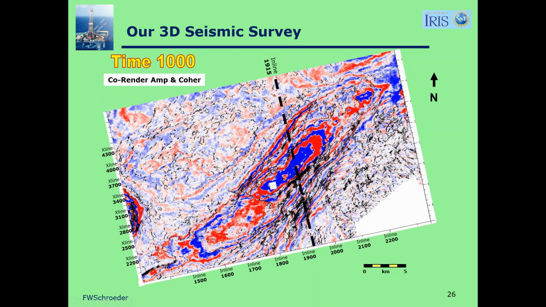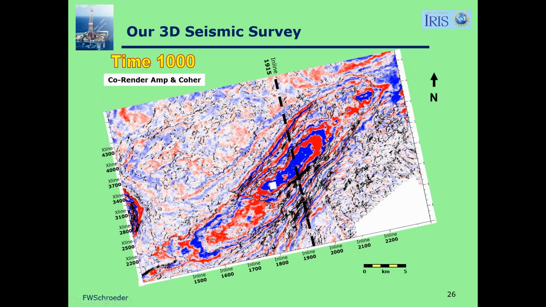There are some blacks in here, and that's some coherency data that I have co-rendered. The coherency data tells me where there are abrupt changes in the seismic response. And so you can see a little bit of a black lineation going through here. And that's a small offset fault near the crest of the anticline.